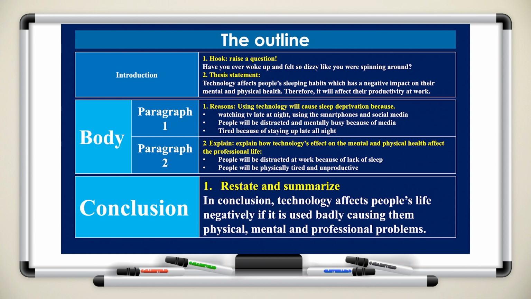For example, you will say, in conclusion, technology affects people's life negatively if it is used badly, causing them physical, mental, and professional problems. So I wrapped up the whole essay in 1 or 2 sentences only. This is the outline. It's very informative, very clear, very organized, and it will help you write excellent essays.